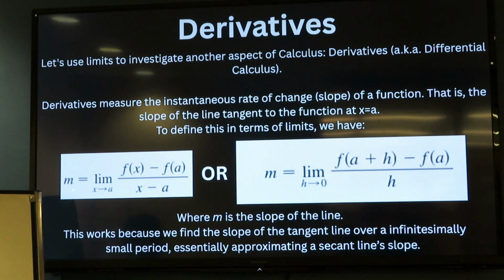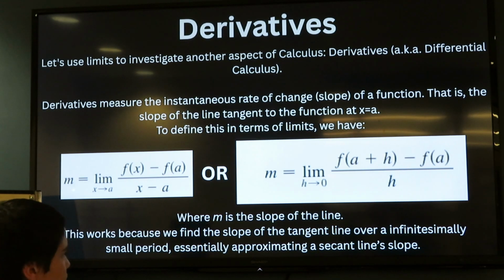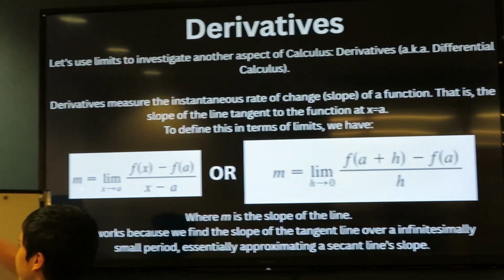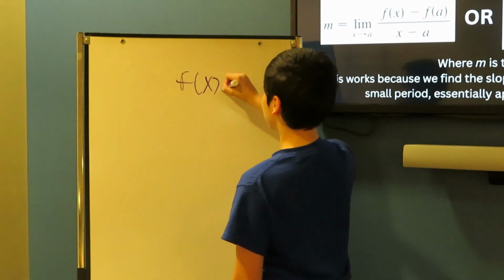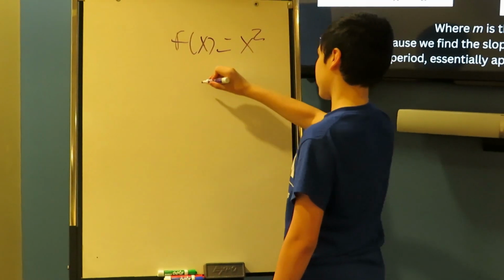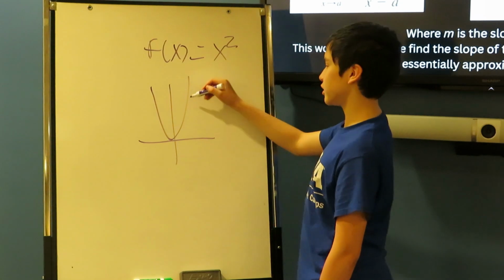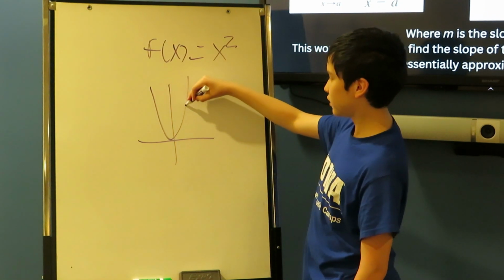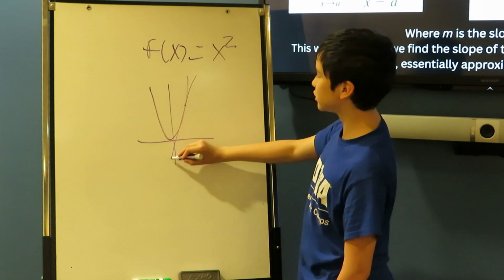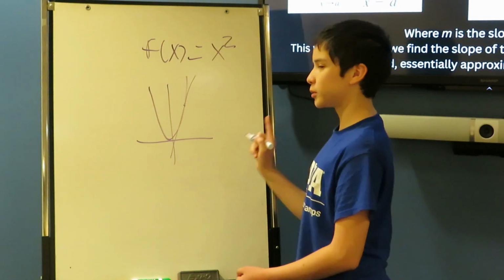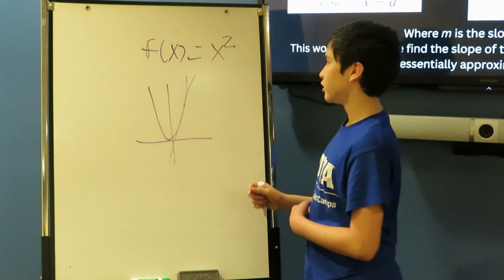Now we're going to explore derivatives. Derivatives basically build on the idea of limits, but they try to find the slope of the tangent line to a function. So let's say we have a function f of x equals x squared. This is our function, and let's say we're trying to find the derivative of it at this point here. We're essentially trying to find the slope of the tangent line, but how are we going to do that? This is where limits come into play.